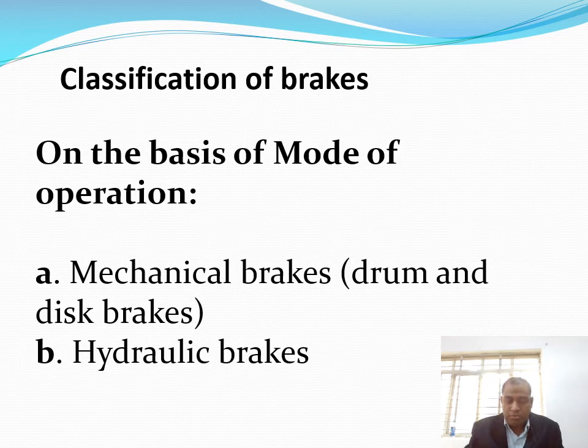And now we have to know the different types of braking system, or classifications of braking system. Braking systems are classified as per the mode of operation, in which mode the braking system is operating. First one is the mechanical brake. And mechanical brake is again divided into two types, drum brake and disc brake. Second one is hydraulic brake.